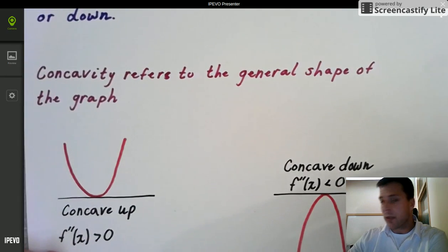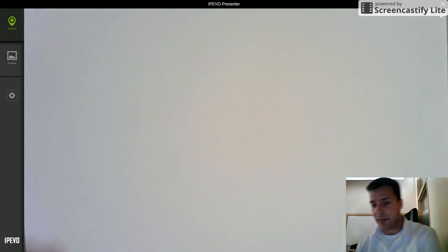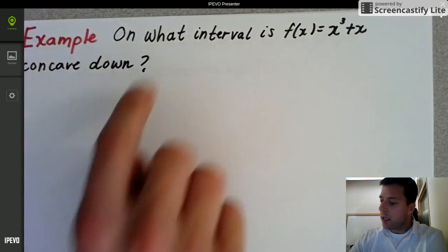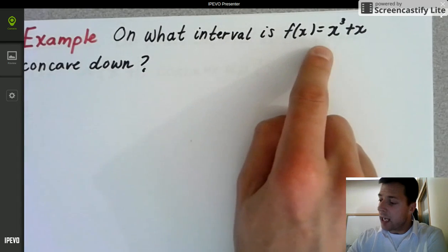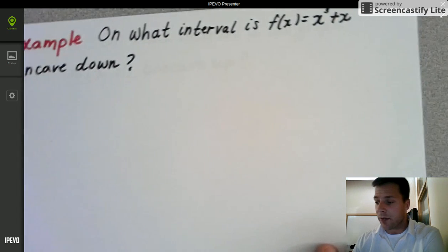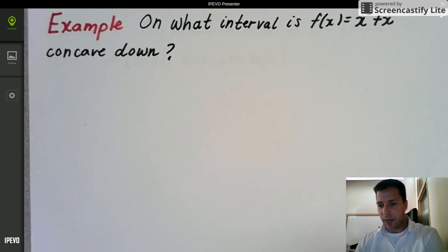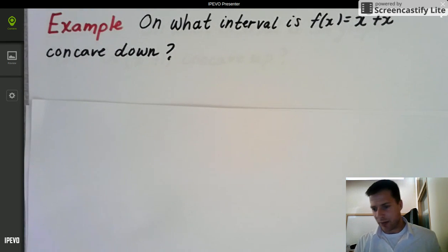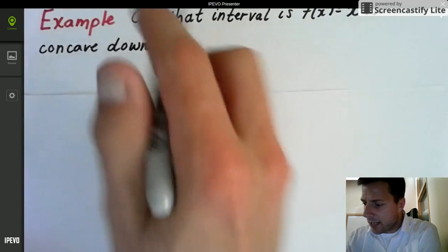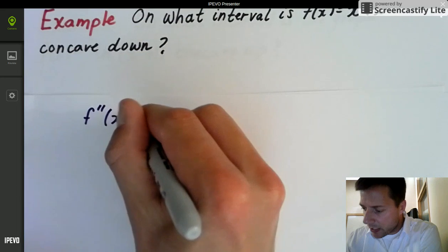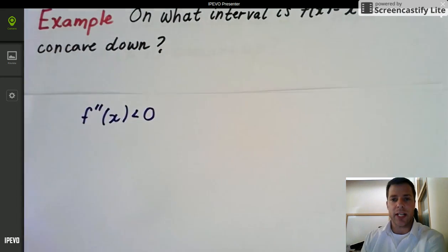Let's go ahead and look at a couple of examples I've got lined up for you today. The first example: on what interval is the function f of x equals x cubed plus x concave down? Concave down means my second derivative has got to be less than 0. So f double prime of x is going to be less than 0.